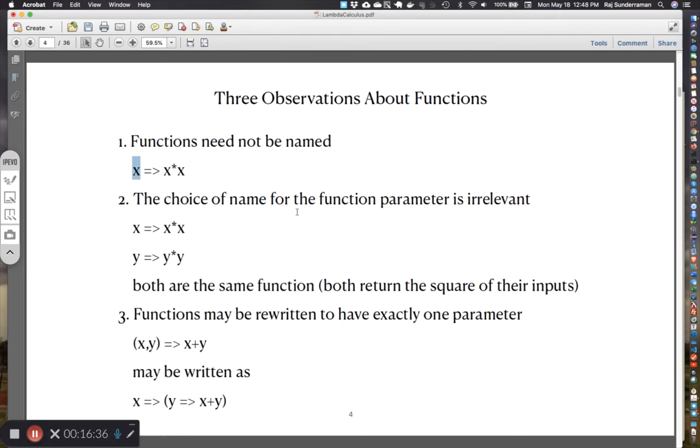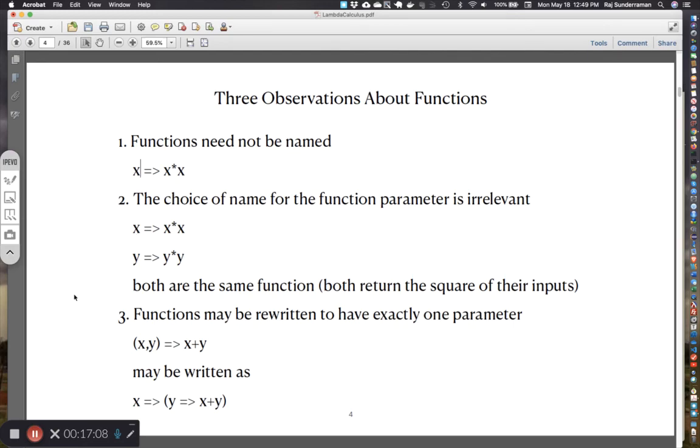Nobody forces you to use one name or the other. You just choose, and it's irrelevant. You could have called it x, you could have called it y, and that's what the second point is illustrating. So x arrow x times x and y arrow y times y, both of these are the same function. Both of them take one input and return the square of the input as the output. So the name of the parameter is not critical, or irrelevant, is what we are saying here.